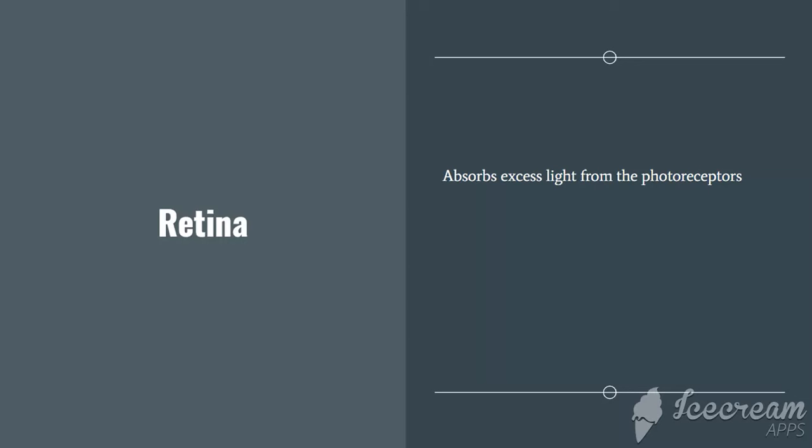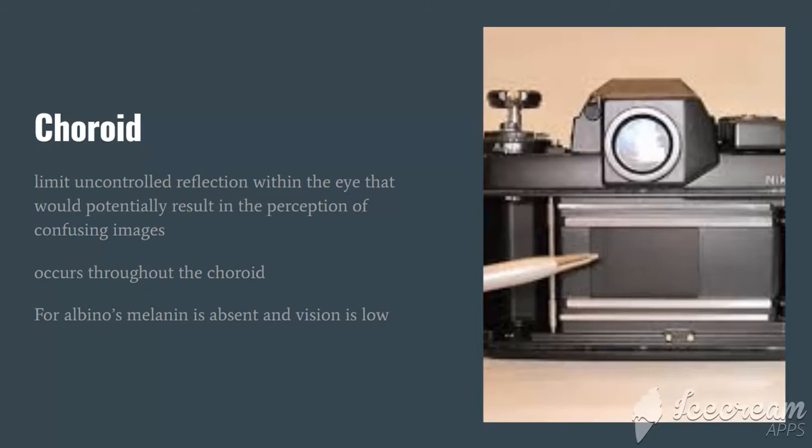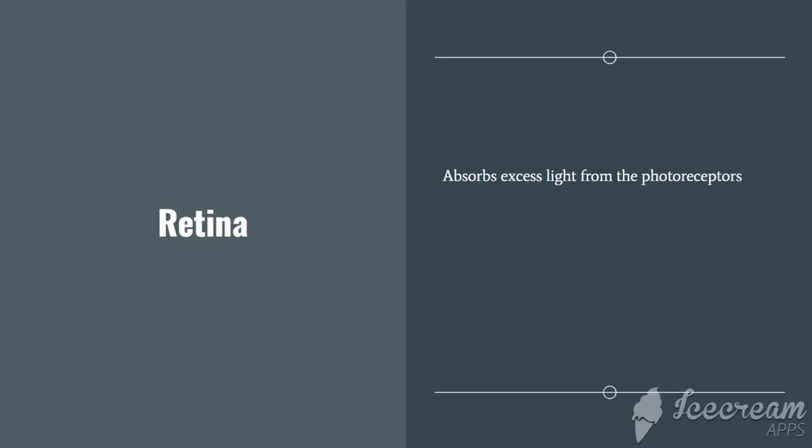And what does melanin have to do with the retina? Melanin absorbs the excess light from the photoreceptors. And so the photoreceptors are a structure in a living organism, especially a sensory cell or sense organ, that responds to light falling on it in the retina.